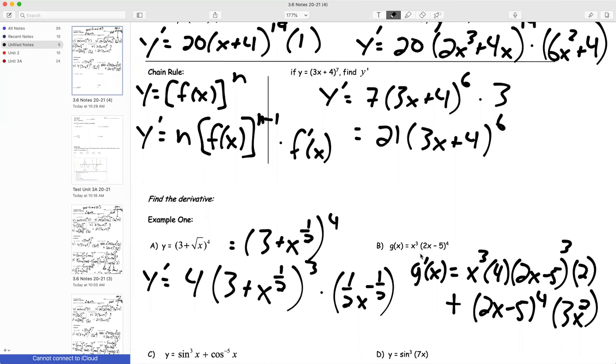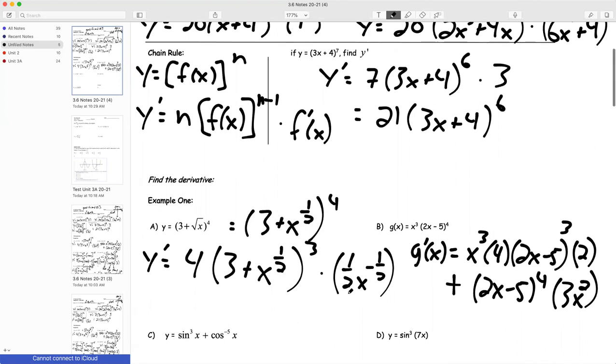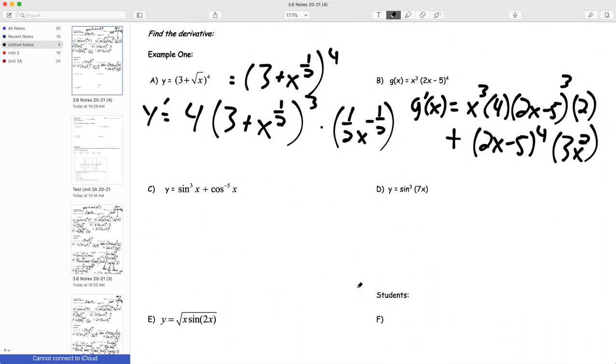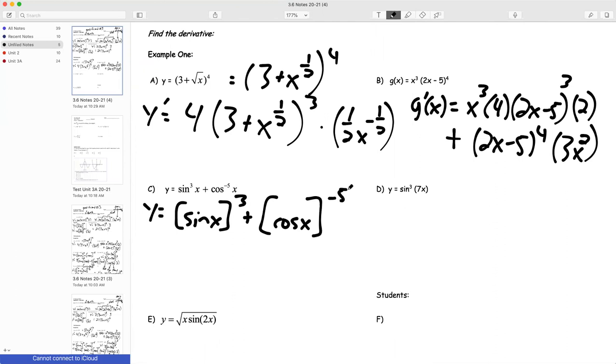Got it? Yeah. All right, well, let's add a little trig, shall we? Indeed we shall. Here we go. So I'm going to rewrite this as it helps me to think of it if I write it like this: sine of x raised to the 3rd power plus cosine of x raised to the -5th power. And I do that so that I can do the chain rule here.